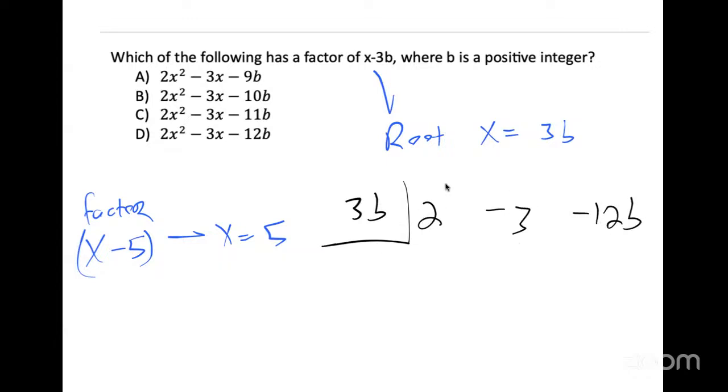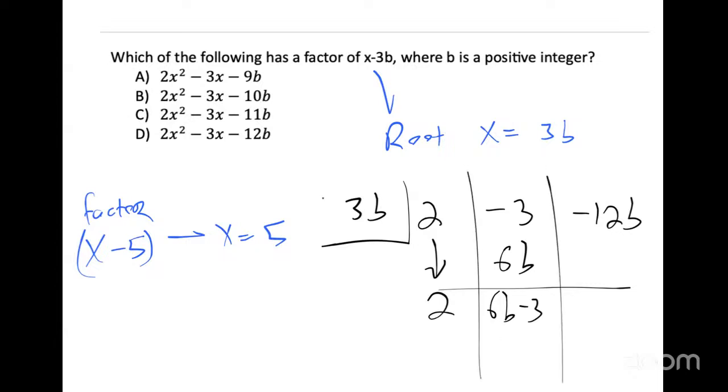We're not really caring that there's a b in there. We're just going to go ahead and do our synthetic division. We'll bring down the first one, and for synthetic, you do multiply, add, multiply, add. So 2 times 3b is 6b. Add straight down, 6b minus 3.